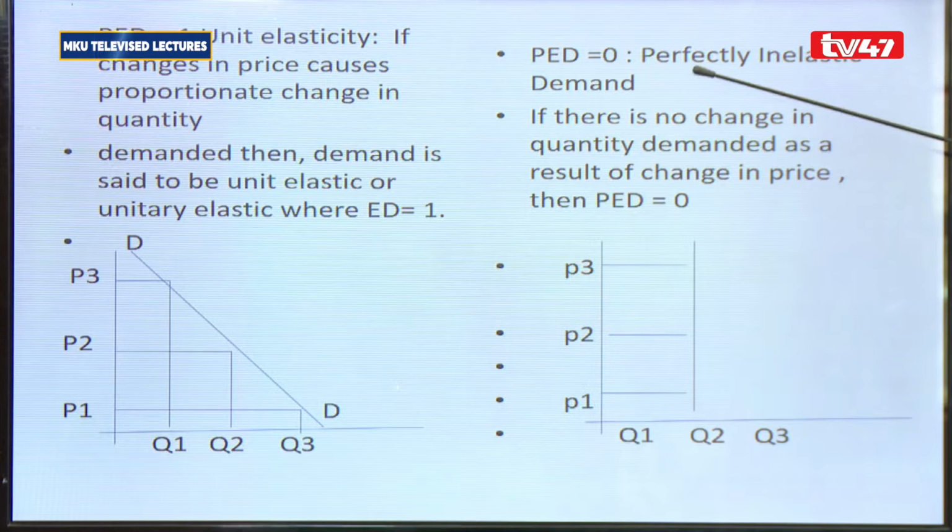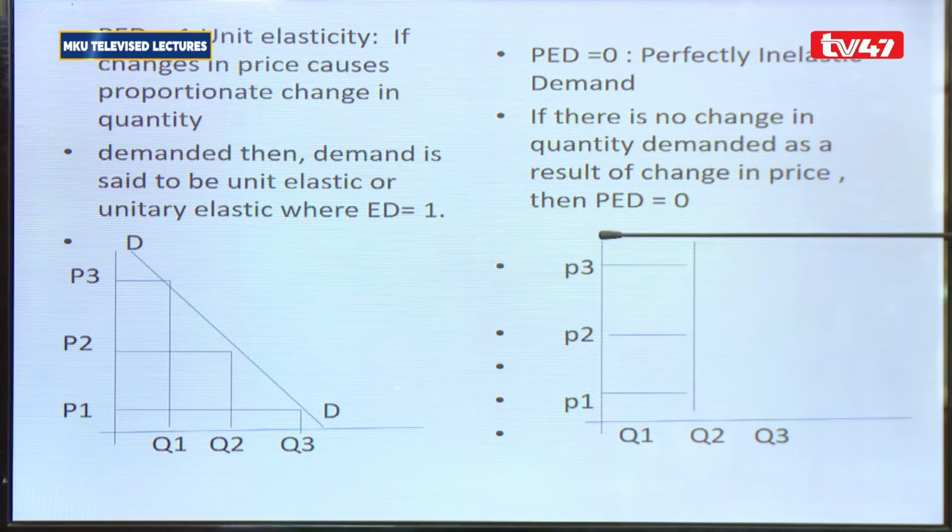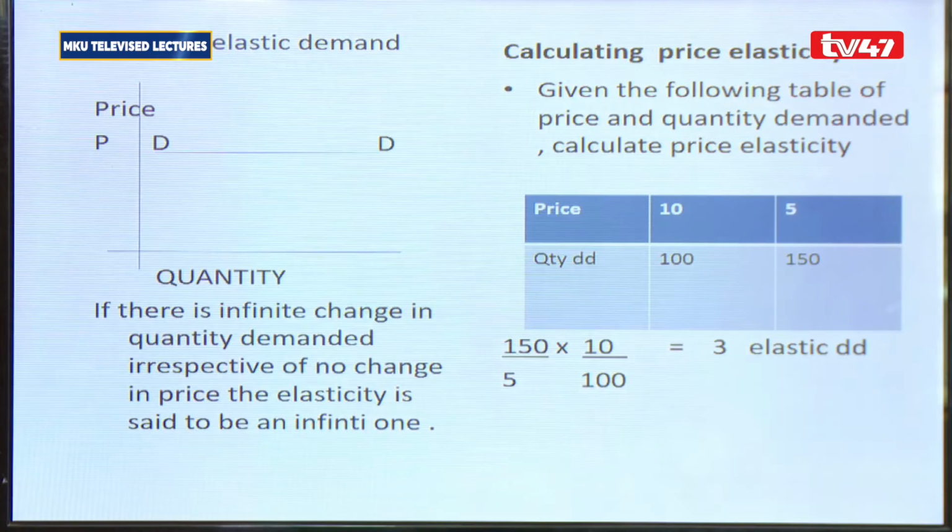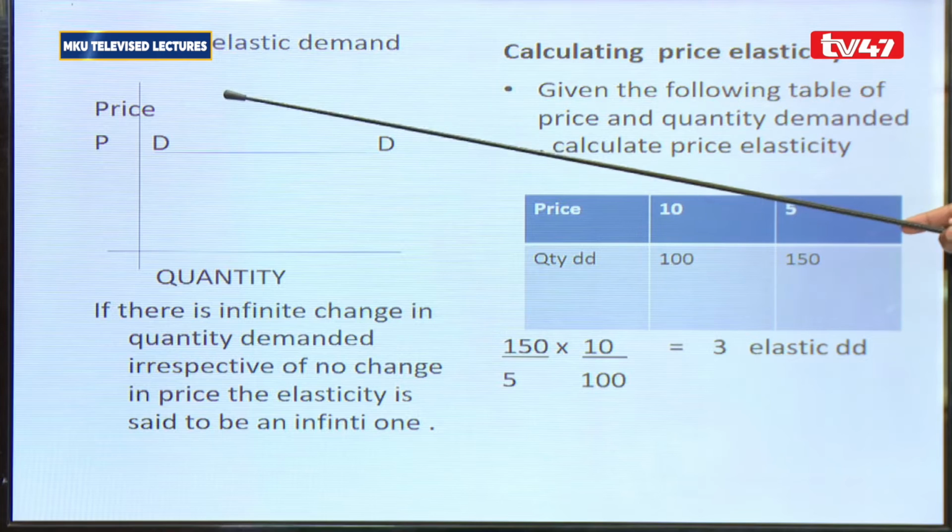When elasticity is equal to 0, it means that the consumer is not responding in any way to a change in price. He's consuming the same quantity. Whether the price has gone up or down, the consumer is continuing to consume the same quantity. The price here moved from P1 to P2 to P3. But you can see the quantity demanded is the same. I'll come back there to apply all those in real life situations. But for now, let's first of all continue with what we are saying here.